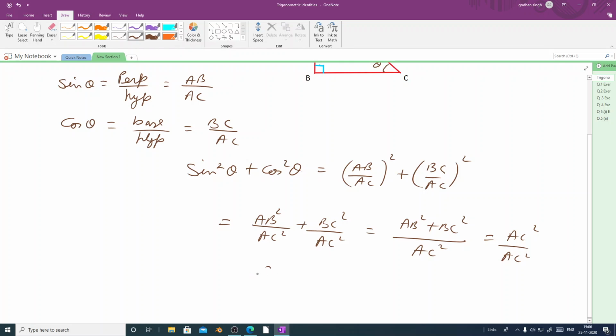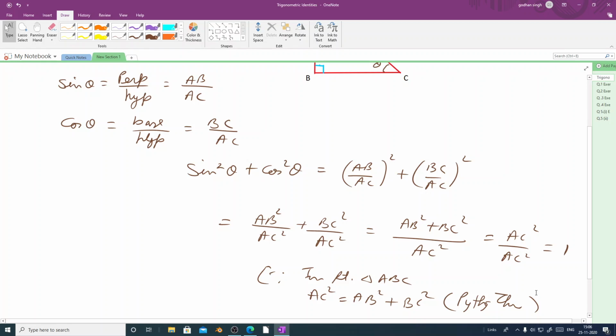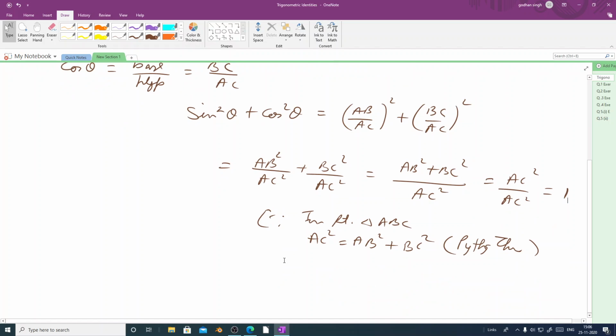Why? Because in right triangle ABC, AC square equal to AB square plus BC square. How did we get that? By using Pythagoras theorem. So AC square over AC square will be 1, and therefore what result do we get? We get sine square theta plus cos square theta equal to 1. So this is one of the identities which we have in class 10th.